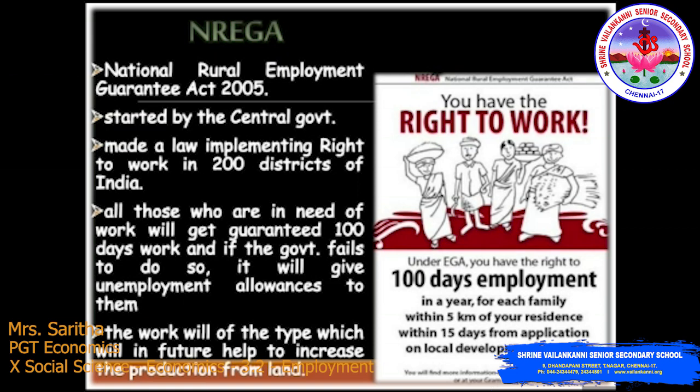They have to give 100 days of employment to the people in rural areas. If they fail to give it, they have to give an unemployment allowance. Lastly, the work will be of the type which in future helps to increase the production from land. These types of work, which in future help to increase the production from land, will be given preference under this act.